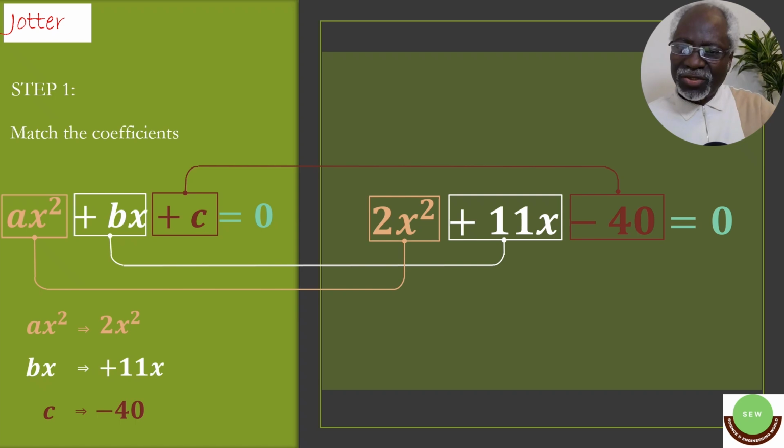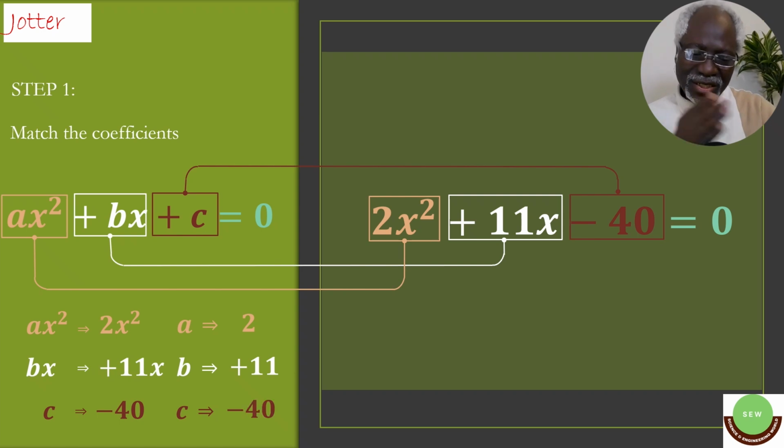What are the coefficients? For the first term, a is the coefficient for the standard equation and 2 is the coefficient for the one we want to solve. For the second term, b is the coefficient on the one side and plus 11 on the other. Then c is the coefficient on this side and minus 40 is the coefficient on the other.